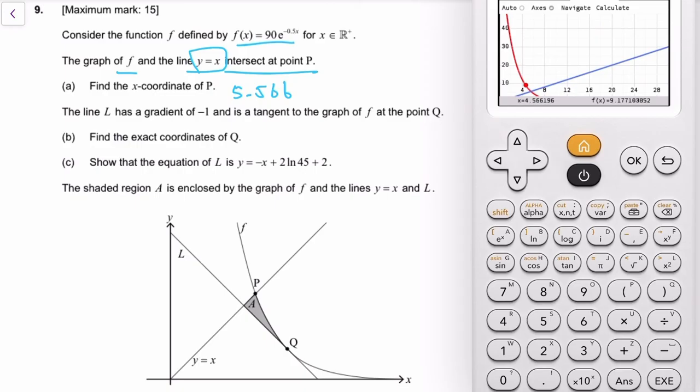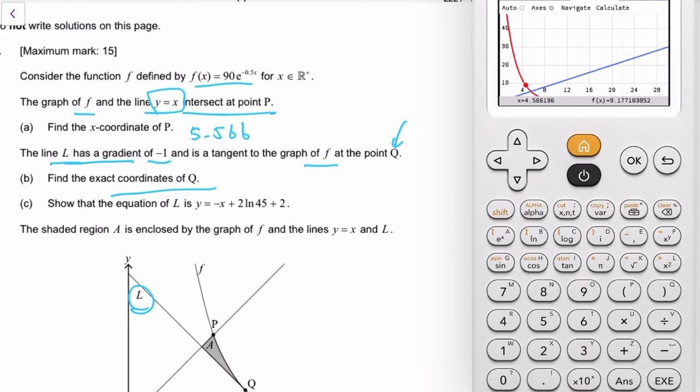Then we have L being a tangent, so this is L, a tangent to f at the point Q, and L has a gradient of -1. Find Q. Okay, so gradient, obviously that means differentiation. So it's a tangent to f, so we need to differentiate f.